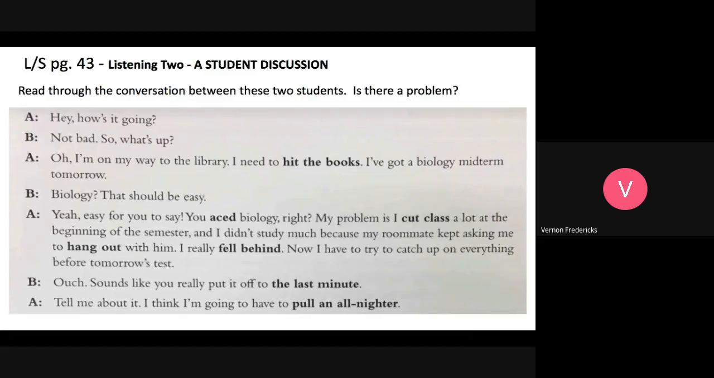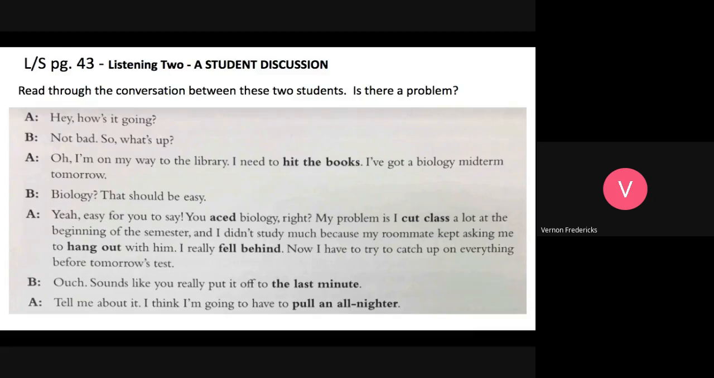Biology? That should be easy. Yeah, easy for you to say. You aced biology, right? My problem is I cut class a lot at the beginning of the semester. I didn't study much because my roommate kept asking me to hang out with him. I really fell behind. Now I have to try to catch up on everything before tomorrow's test. Ouch! Sounds like you really put all of it to the last minute. Tell me about it. I think I'm going to have to pull an all-nighter.